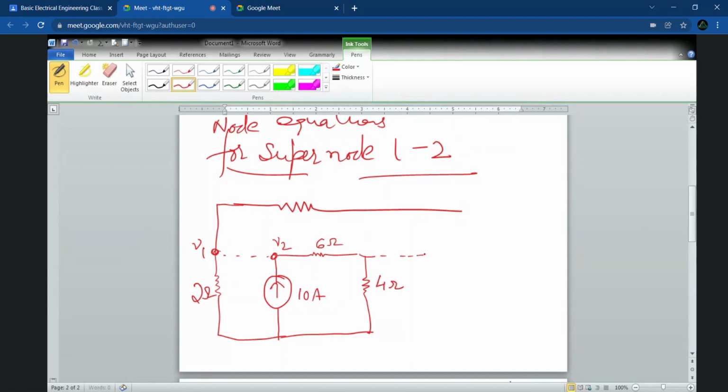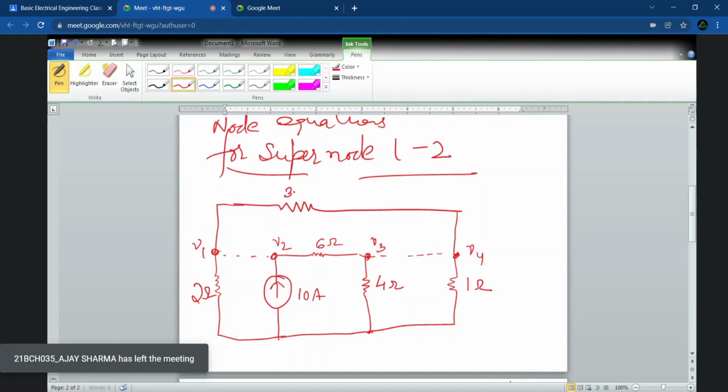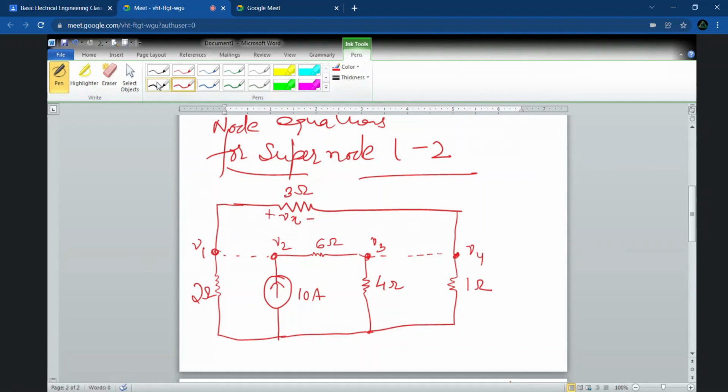Then again we will be having a supernode between 3 and 4 and a resistor connected over here which is of 1 ohm. So this will be your V4, this will be V3 and this will be connected over here with a value of 3 ohm and voltage of Vx. This thing is clear to everybody? This already we have done in the previous diagram. Now what we will need to mention is the currents because we need to write the node equations over here. So we need to know the currents over here.